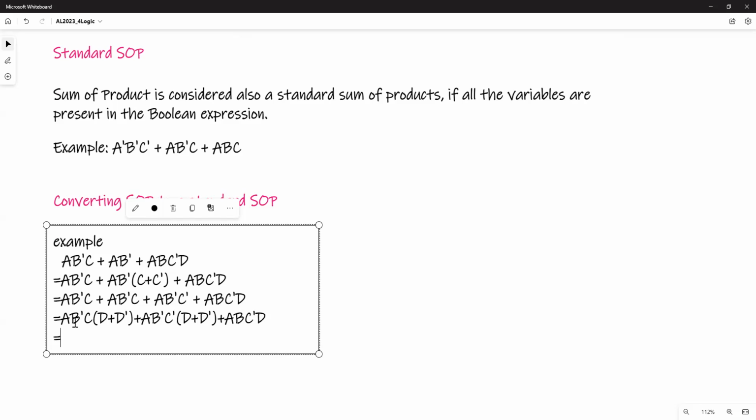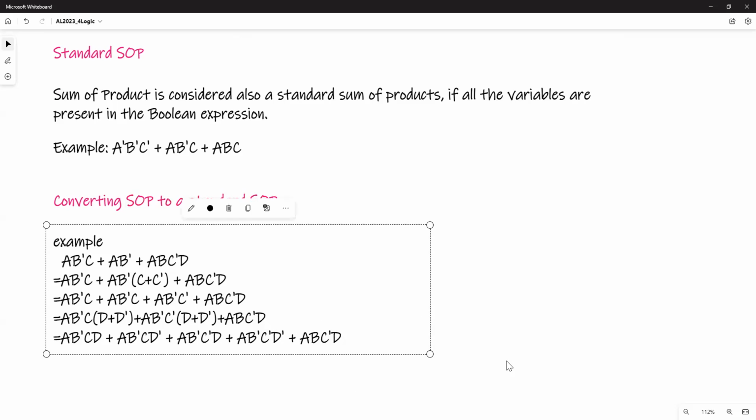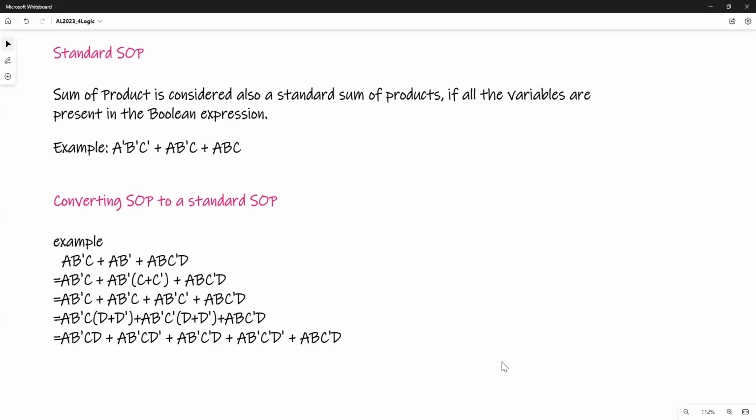Now I can simplify. I can say A B dash C D plus A B dash C D dash plus A B dash C dash D plus A B dash C dash D dash plus A B C dash D, which now we have the standard SOP.